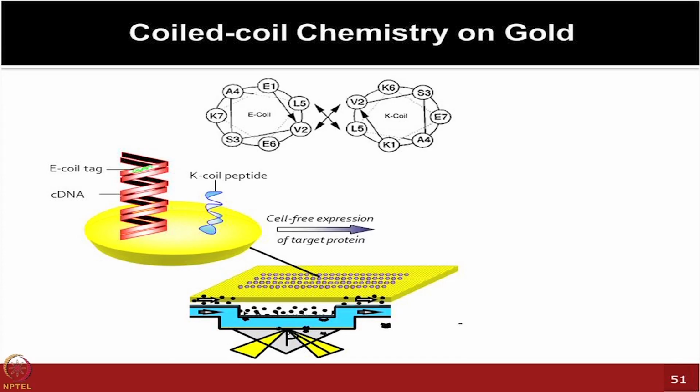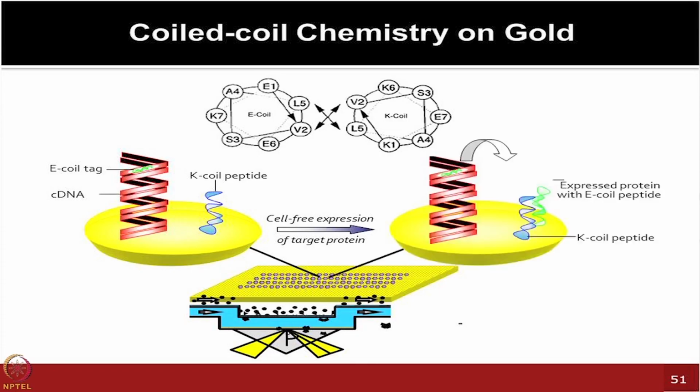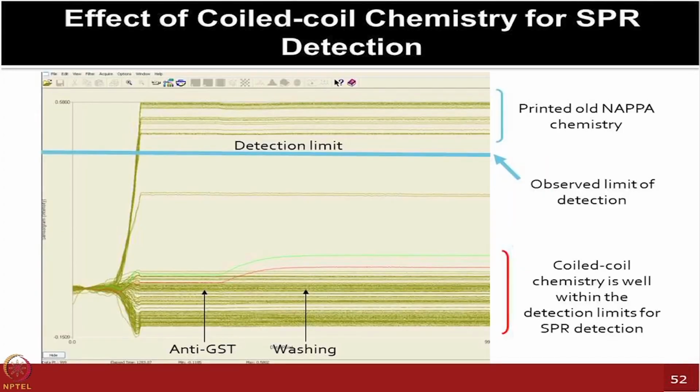So now if you add the cell-free expression system on the chip itself, and imagine everything is now on the gold slide, where earlier you were working on the glass slide, but the NAPA chemistry is modified with the E coil and K coil peptides. Now if the proteins are being formed with this interaction of E coil and K coil peptides, the heterodimers being formed, you will have a tight interaction. You can see these proteins synthesized on the chip surface, which can then be detected and used for further interaction studies. The baseline which was seen earlier is now much lower with the new chemistry, right?